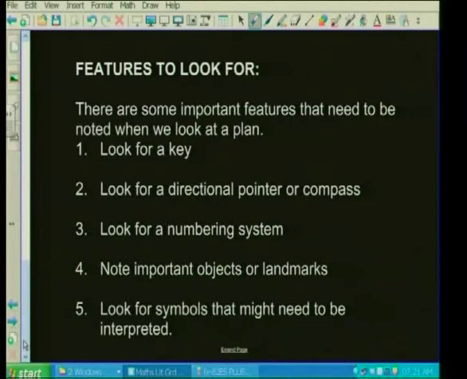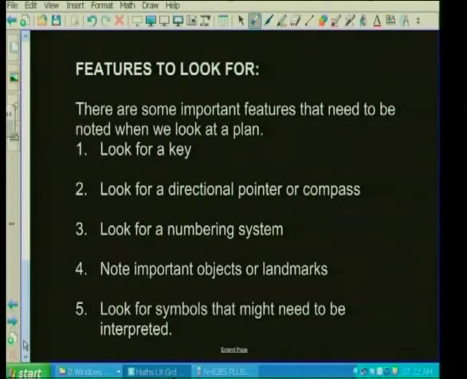Then note any important objects or landmarks. For example, if we return to the game reserve plan, it might be important to find where there's a rest stop, or how far away that rest stop is, a cafe or a place where we can get out of our car and have a rest or buy some refreshments. You'd want to find those on the map so that you know that you're heading towards those places in a reasonable amount of time while you're driving through the game reserve.